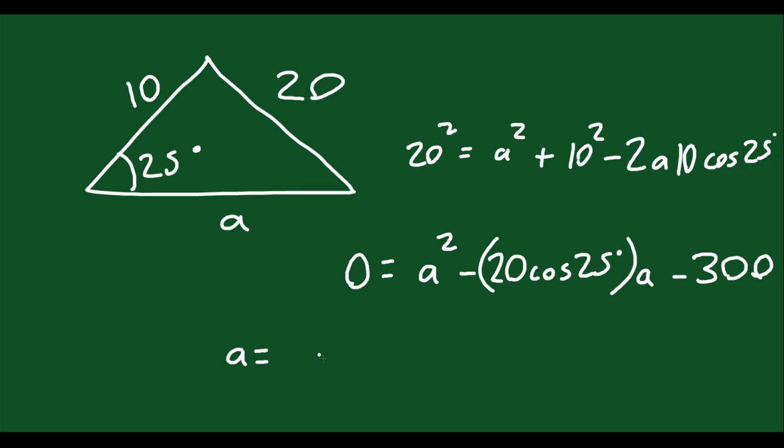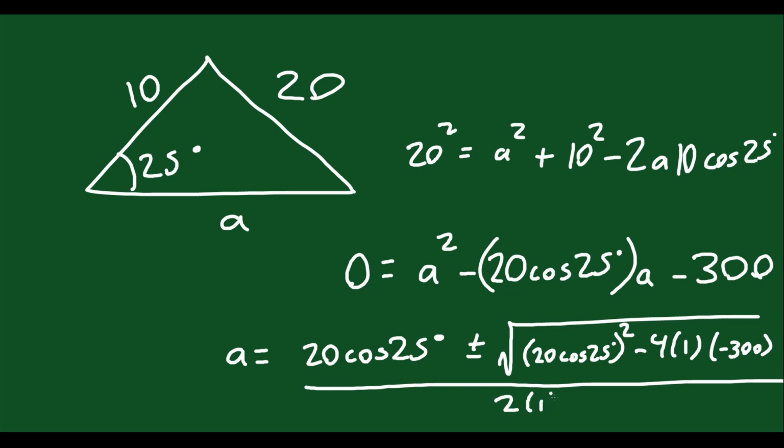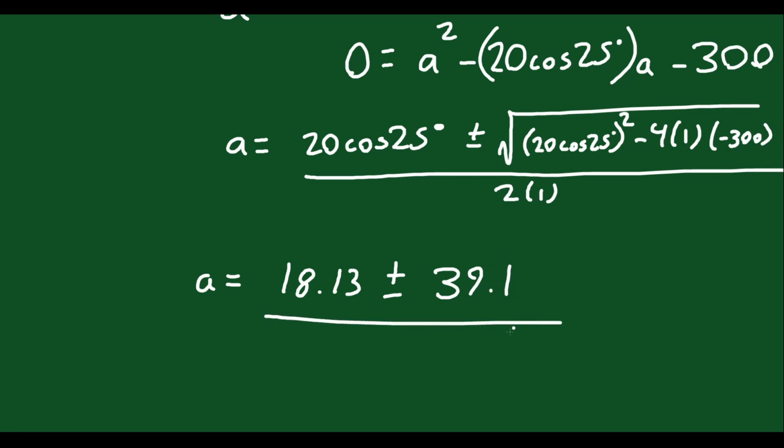And if you do that, you'll have A equals, again, it's negative b, so 20 cos 25 degrees, because this is negative, so it becomes positive, plus or minus the square root of b squared, so 20 cos 25 degrees squared. I'm just putting the positive because even if it's negative, when you square it, it becomes positive, so it doesn't matter. Minus 4 times a times c, all over 2 times a, which is just 1, so just 2 times 1. When you calculate this, what you get is approximately 18.13 plus or minus 39.1 over 2.